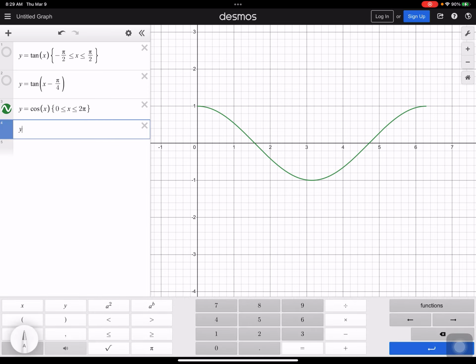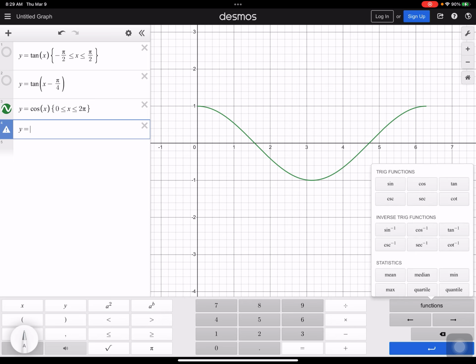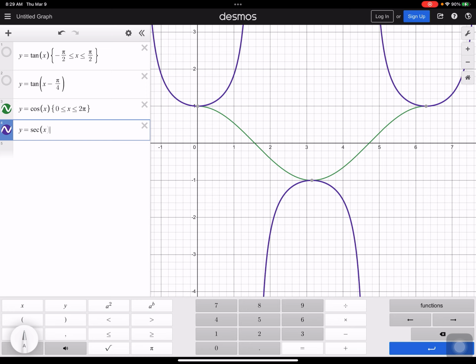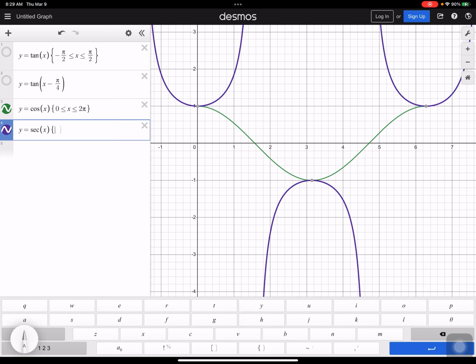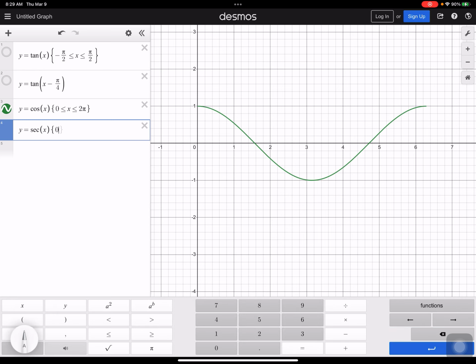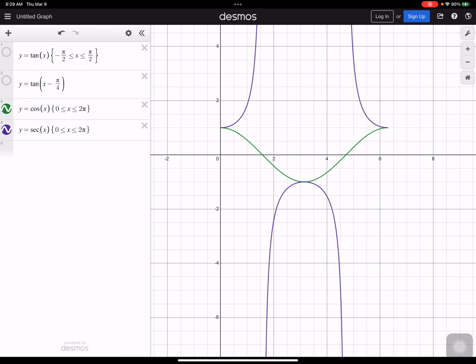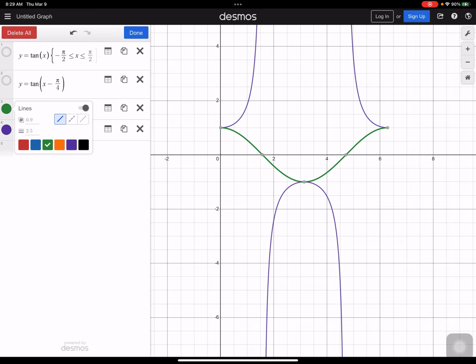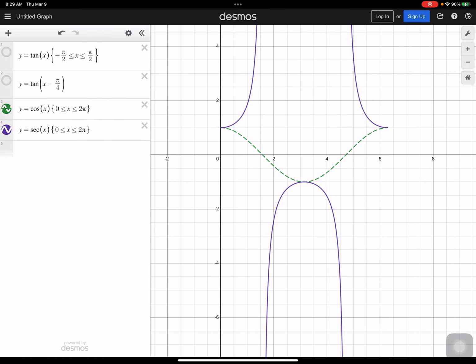We want to look at the reciprocal, which is what? Secant. From the same interval of one cycle. 0 less than or equal to x less than or equal to 2 pi. Okay? You guys see my point? Isn't that the exact same situation that I just sketched? I'm going to put cosine here dotted.